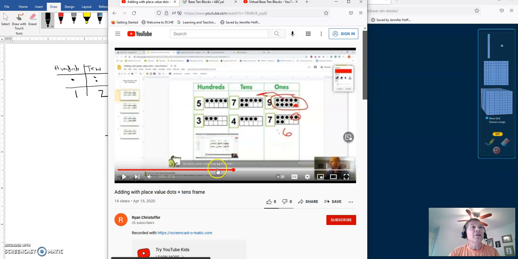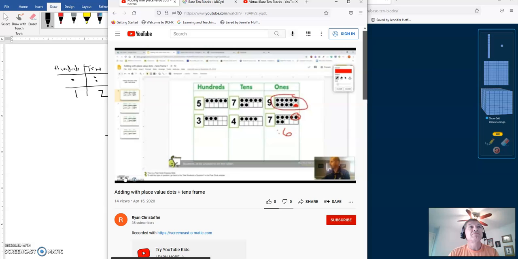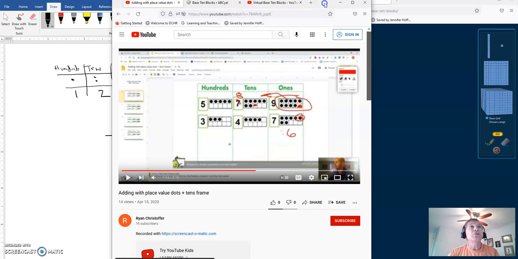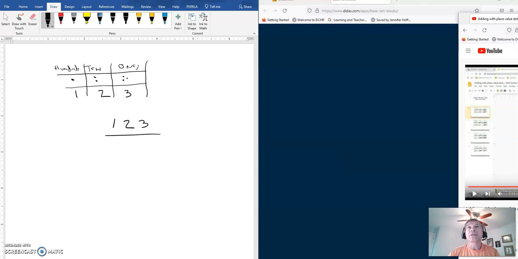And here you can watch some of it. So this is the regrouping that you would see in a typical class where you're learning place value.